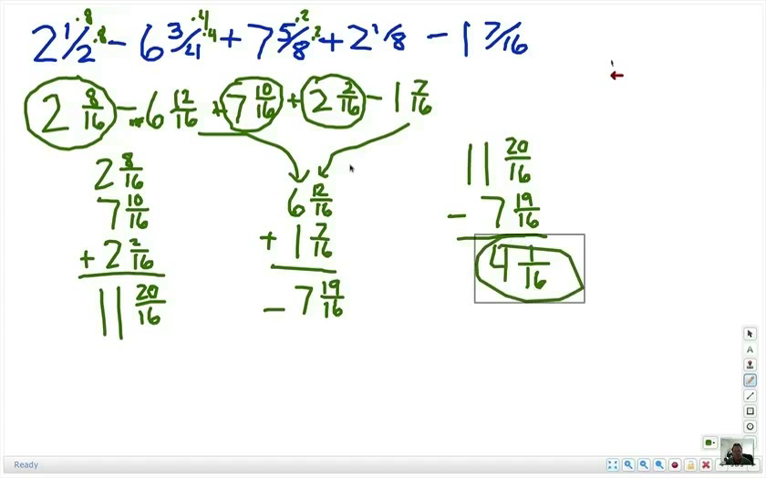So the point of this whole thing is when you have a long list of positives and negatives, or addings and subtractings, take care of the positives first, take care of the negatives next, and then it becomes one subtraction problem to get the final answer. All right, I hope you did okay.